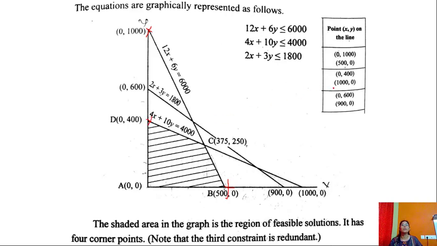And x is 1000 and y is 0. X is 1000, this is the point. So we are joining these two points, and we get this straight line here.